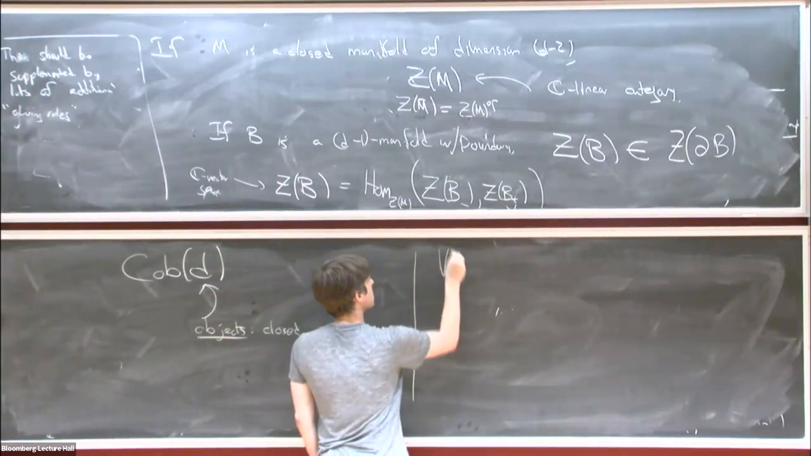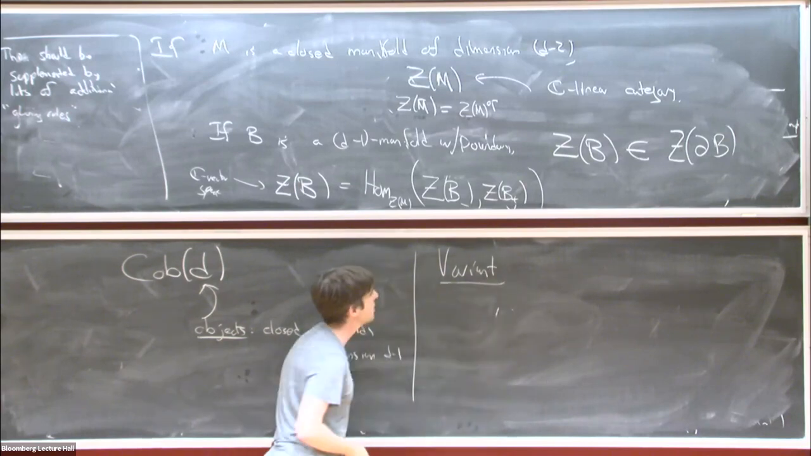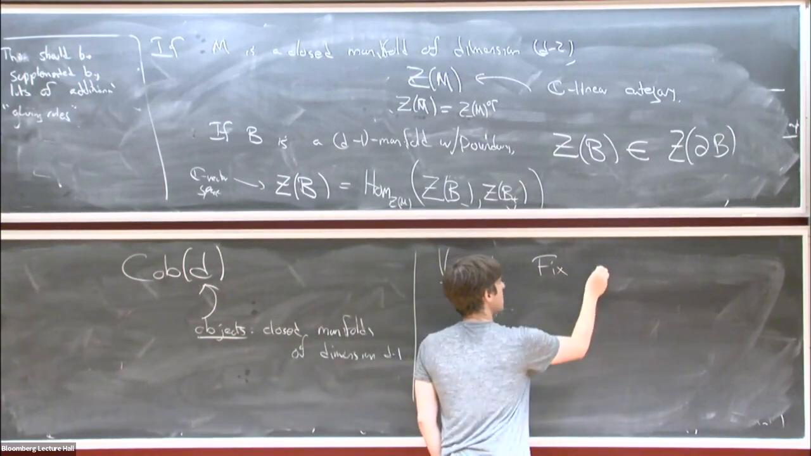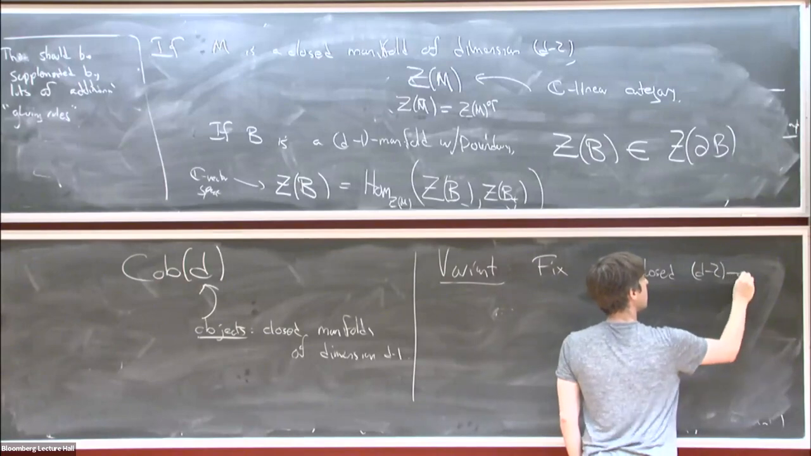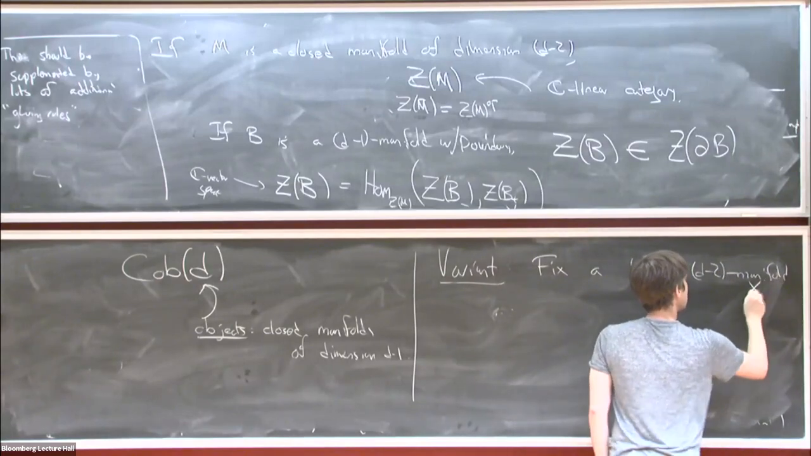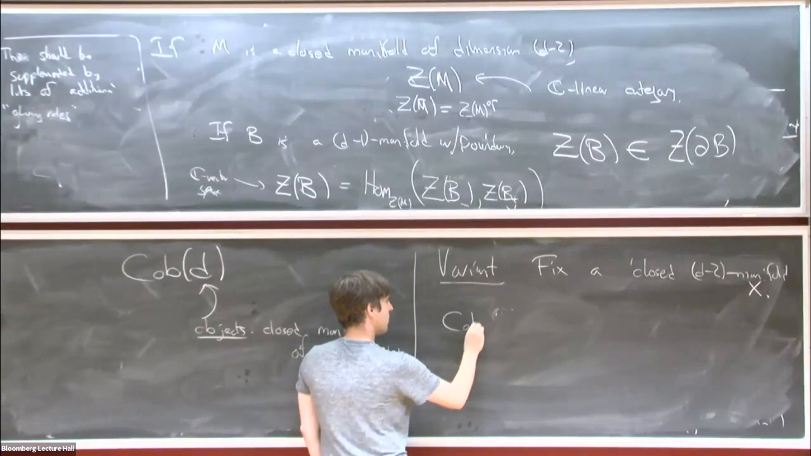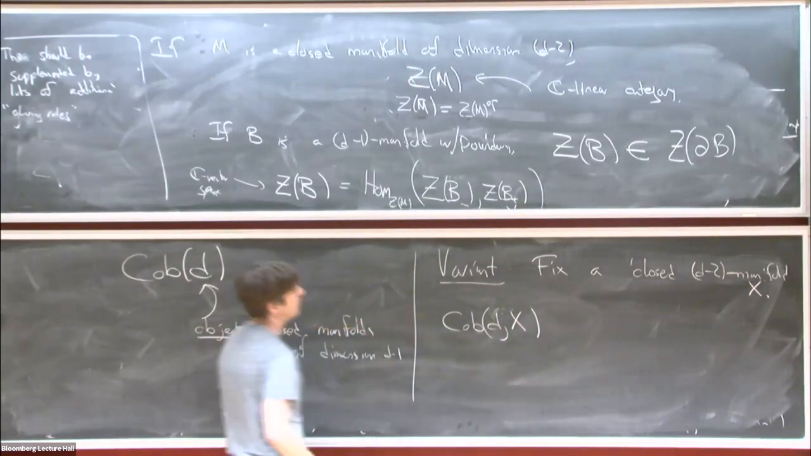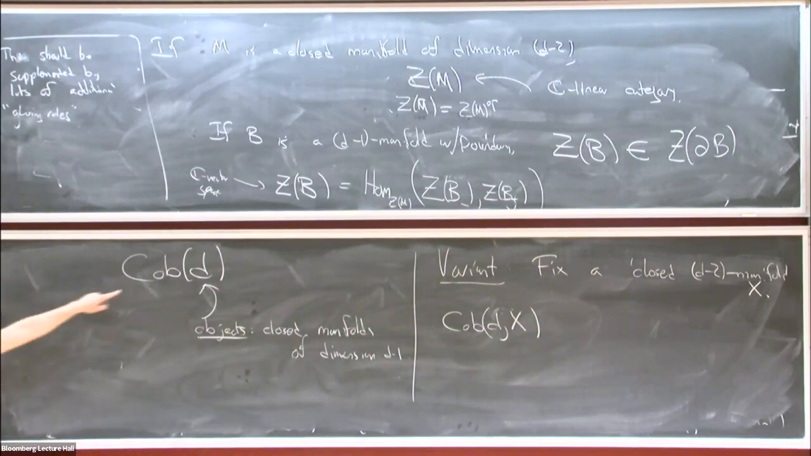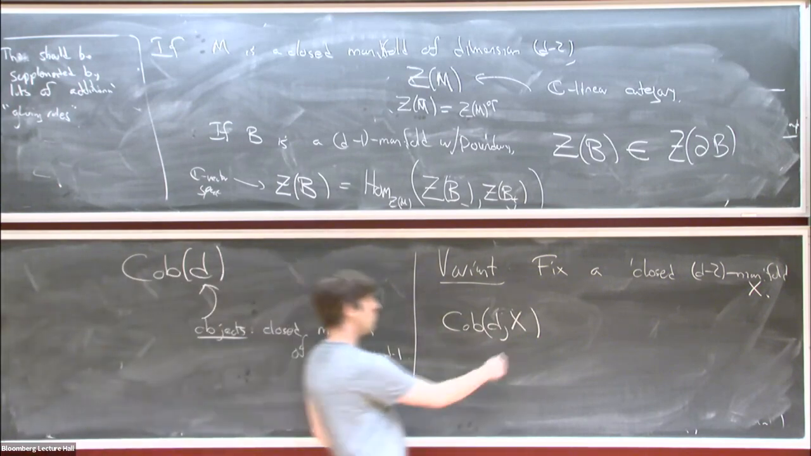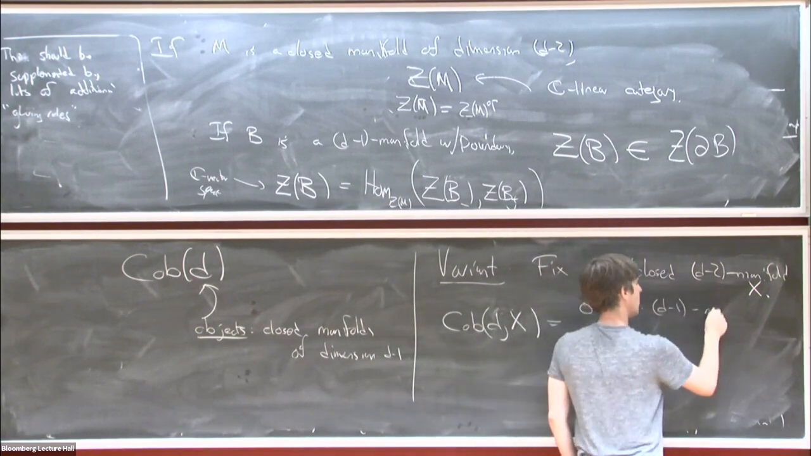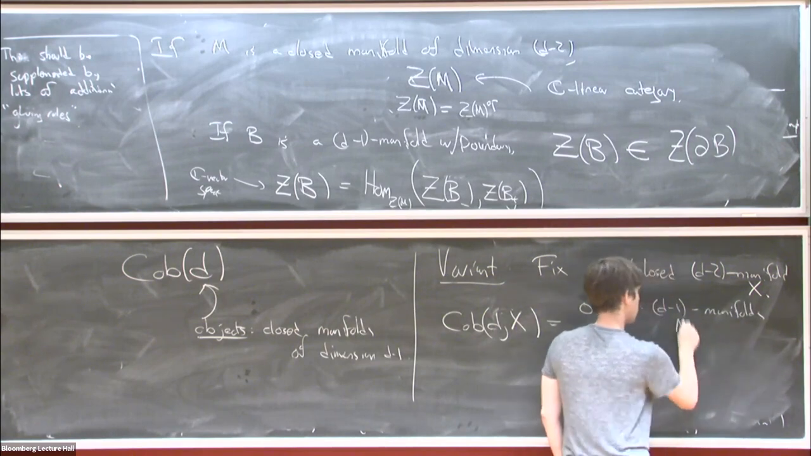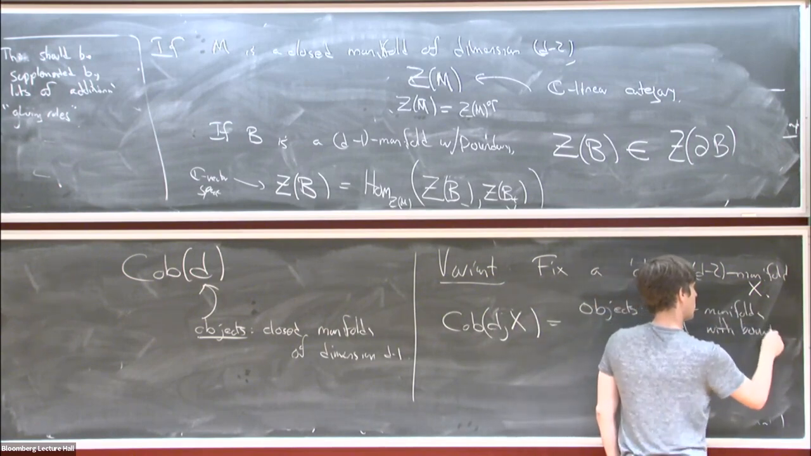So let me describe a variant or a generalization of this construction. So fix a closed D minus 2 manifold X. Now let me define something, let me call it Cobb D comma X. So this is going to be defined like Cobb D, and it's going to coincide with Cobb D when X is empty. And so this is a category whose objects are D minus one manifolds M with boundary X.